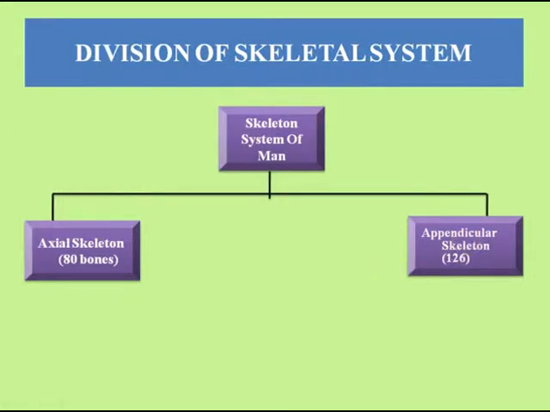skeleton is composed of 126 bones in the human body. Here the word appendicular is the adjective of the noun appendage, which itself means a part that is joined to something larger. And functionally, the appendicular skeleton is involved in locomotion, or in the manipulation of objects in the environment.